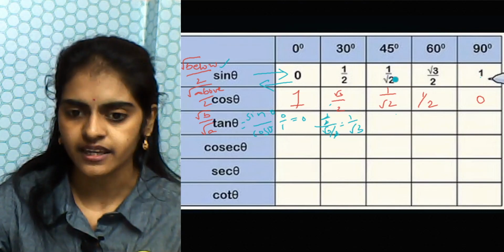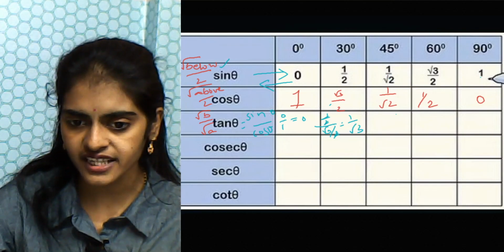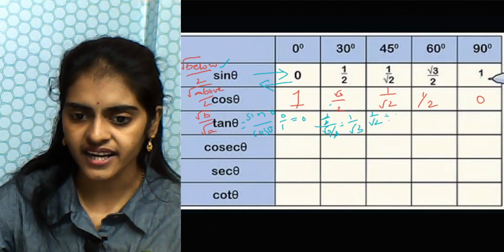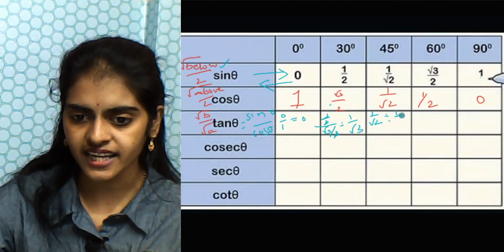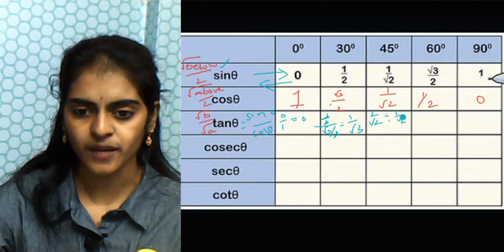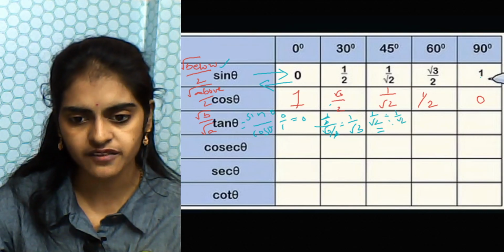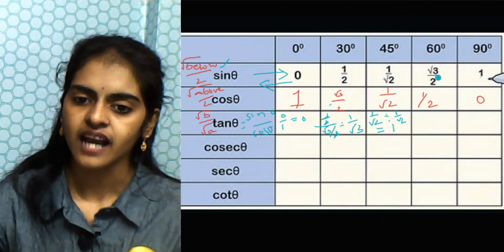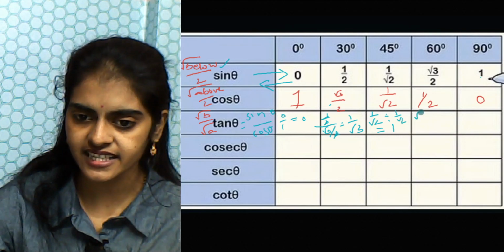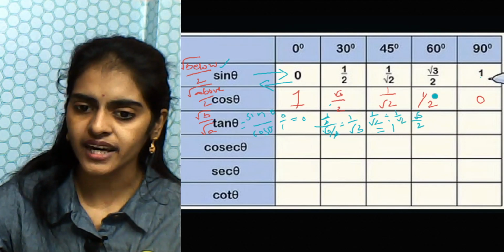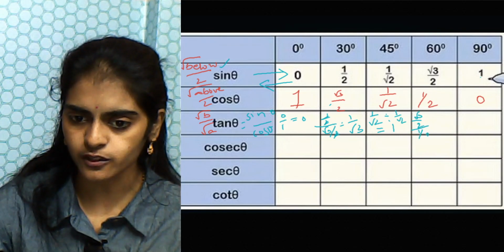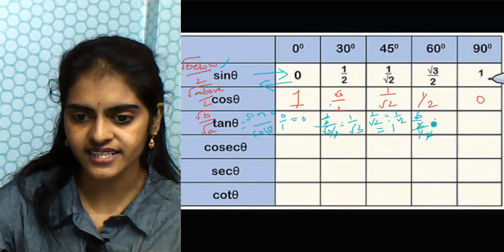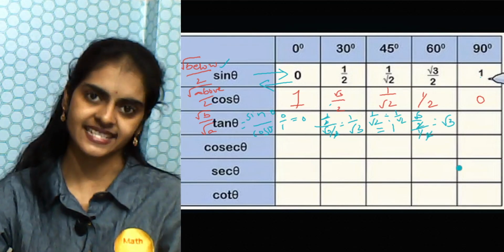Clear? Now see, sine 45 is 1 by root 2 divided by cos 45, which is again 1 by root 2. So 1 by root 2 divided by 1 by root 2 gives you 1. Clear? Again, now you see sine 60 is root 3 by 2, and cos 60 is 1 by 2. So this 2 and this 2 get cancelled. You have root 3 as tan 60.